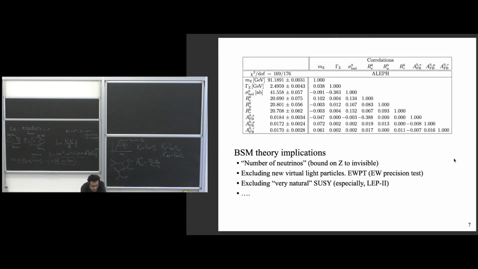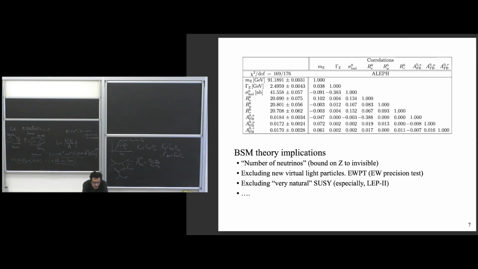I told you that since you measure the total decay width of the Z, and you also can measure the partial width to the different things, leptons, quarks, and so on and so forth, you can subtract them and obtain the width of the things that you cannot measure. And so the Z to invisible, number of neutrinos, or new very light particles that couple to the Z and that you cannot detect in any way, you can probe them and exclude their presence by this type of measurement of the invisible Z width.